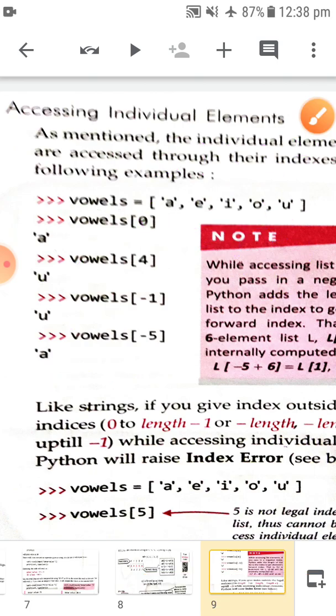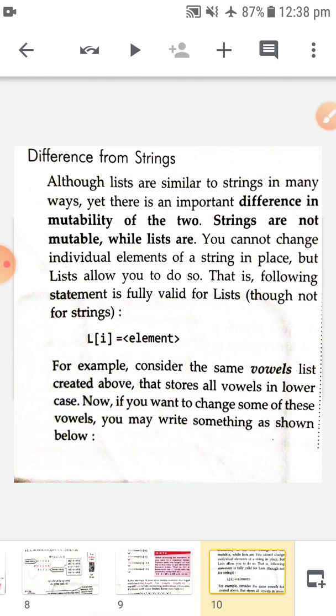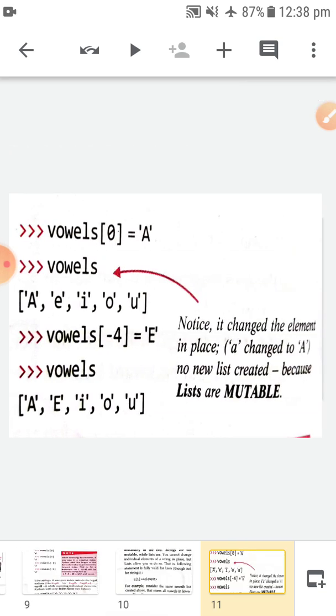Okay. Now let's see the difference from strings. So we have already discussed the difference between list and string. Strings are immutable and lists are mutable. So this is the difference between string and list. We have already discussed the exact meaning of mutable. Let's move to the next slide.